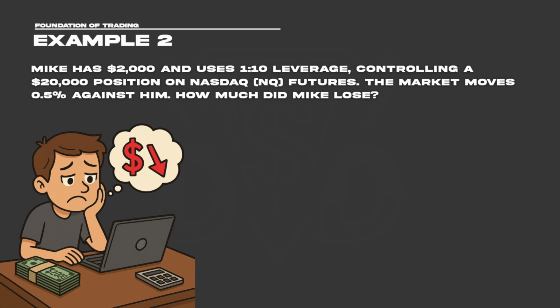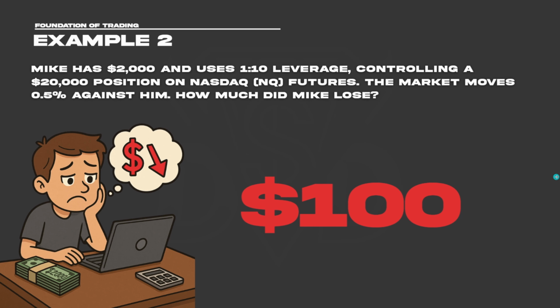Mike has $2,000 and uses 1 to 10 leverage, controlling a $20,000 position on NASDAQ futures. The market moves 0.5% against him. How much did Mike lose? Well, again, it's 0.5% of 20,000, so that would be $100.